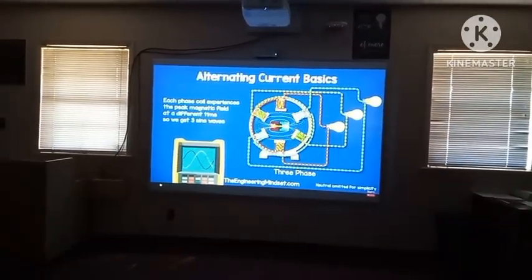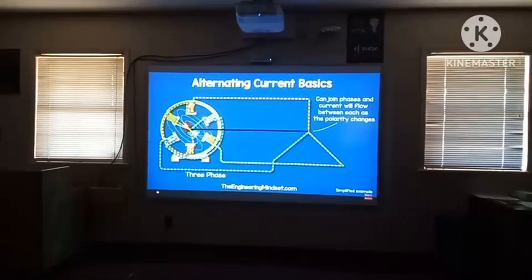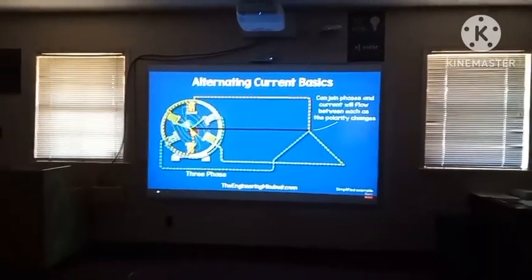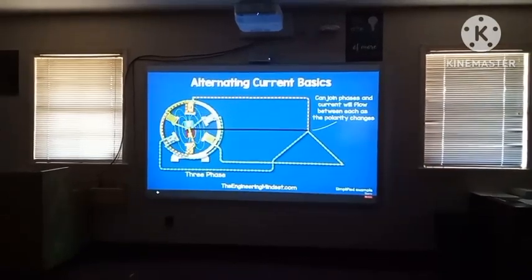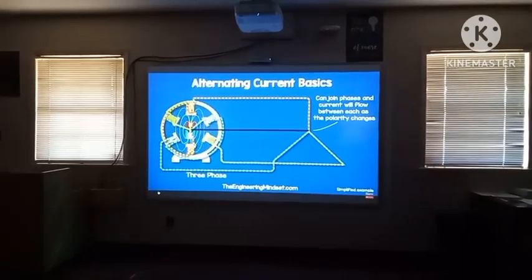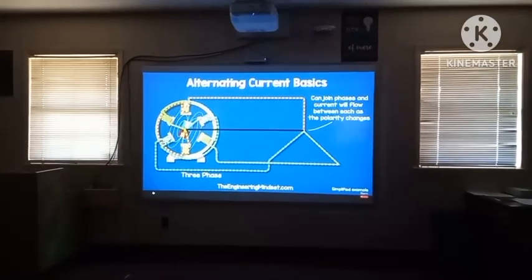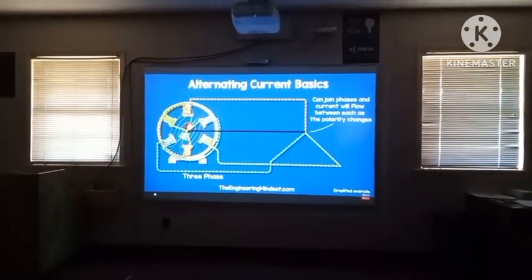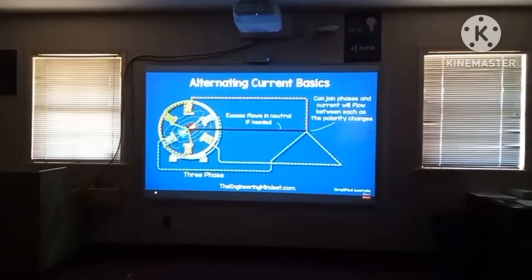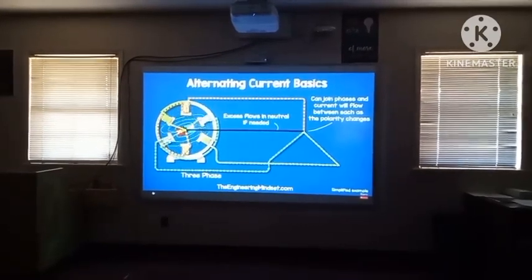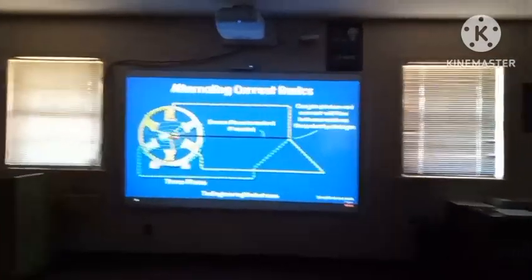Remember, electricity wants to get back to its source in a complete circuit. As the current is flowing forwards and backwards at different times in each of the phases, we can essentially connect the phases together, and the current will move between the different phases as the polarity of each phase moves forwards and backwards at different times. Any excess will flow in the neutral back to the source if needed, but that's only if the load on any of the phases is unbalanced.